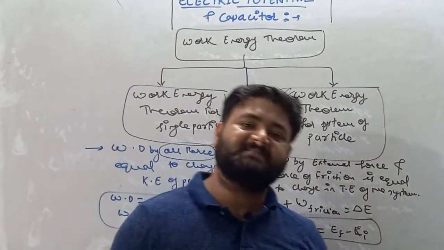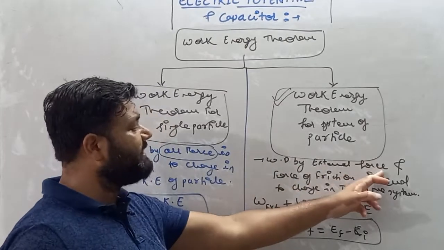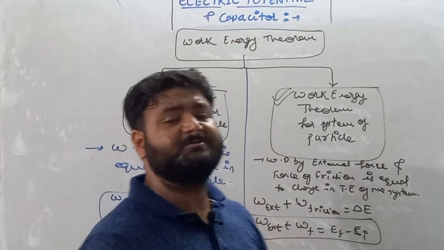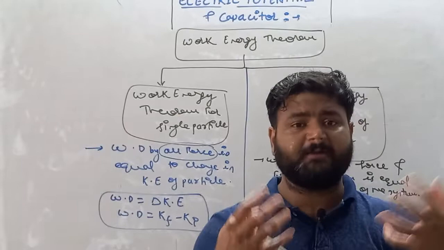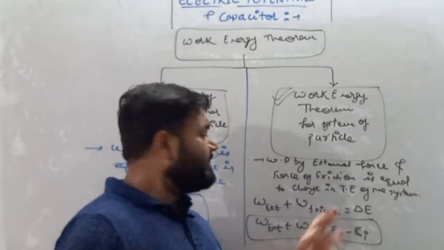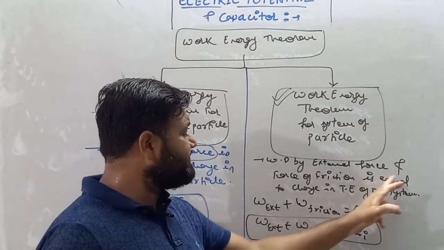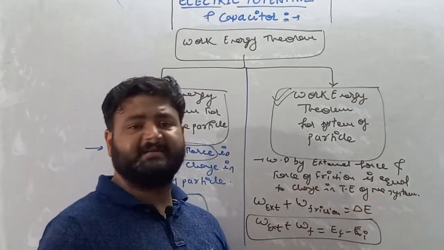A single particle is considered to be a system, the particle itself. So work done by external force. External force means, my dear student, push or pull. Only two things are there in the form of external force. So work done by external force and force of friction is equal to change in total energy of the system.